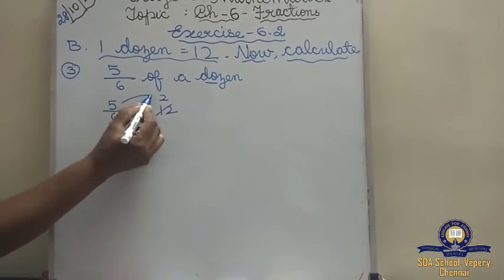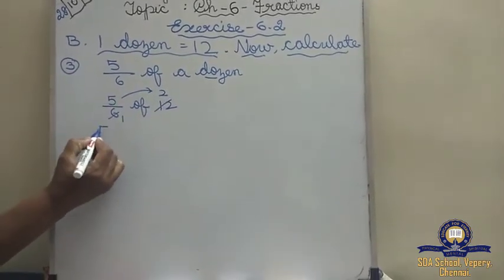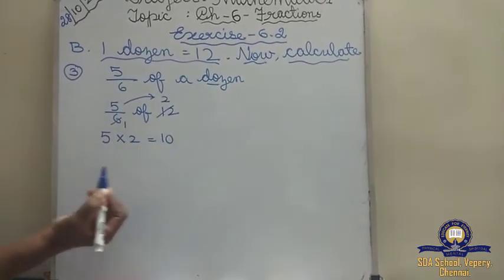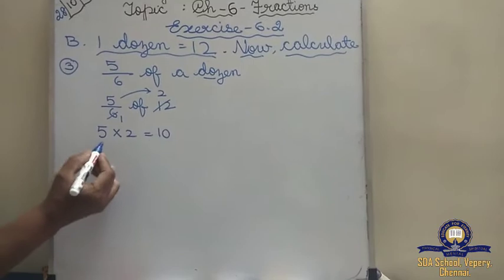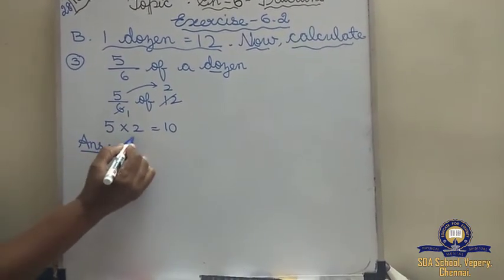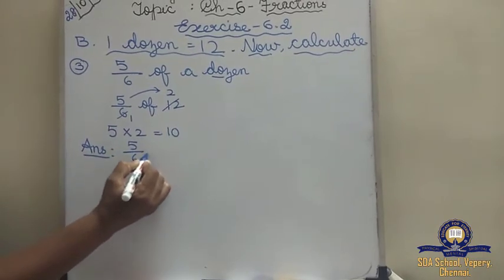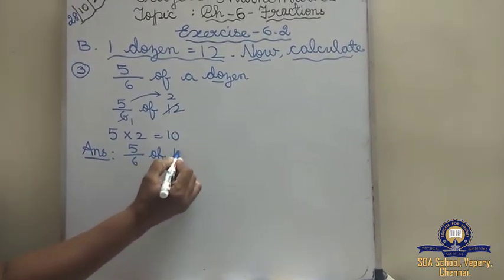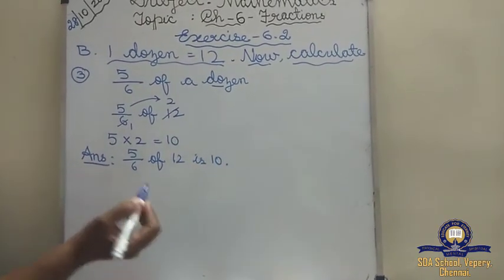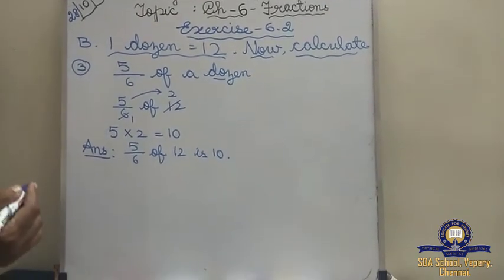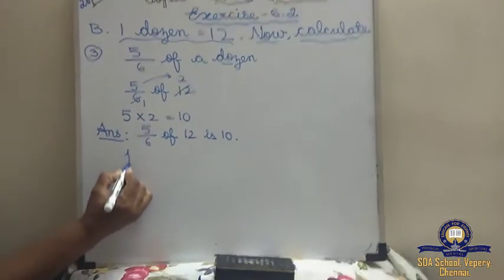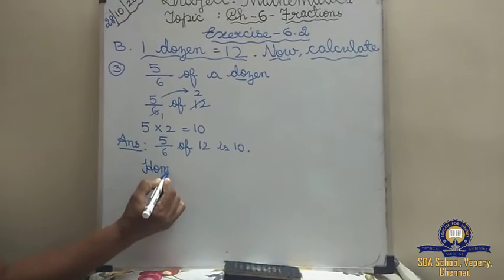So what you have to do, children? You have to multiply this two number. 5 2s are 10. So what's the answer? 5 by 6 of 12 is 10. Okay. The next homework, fourth sum, I'll give you as homework.